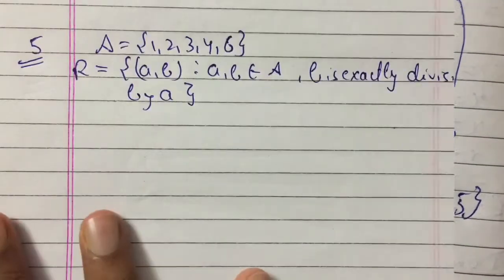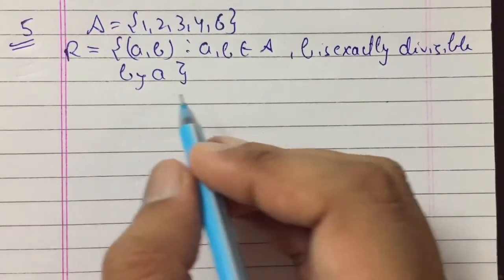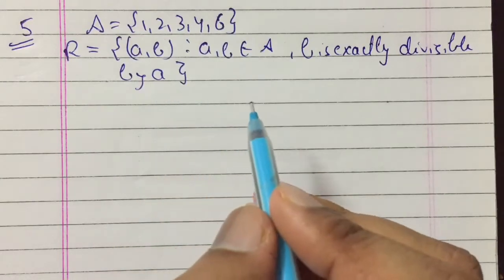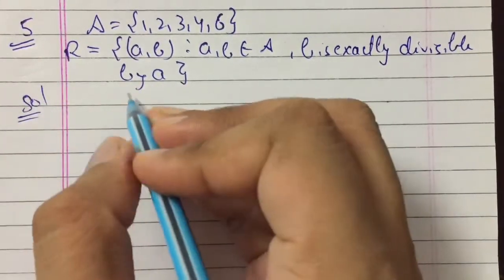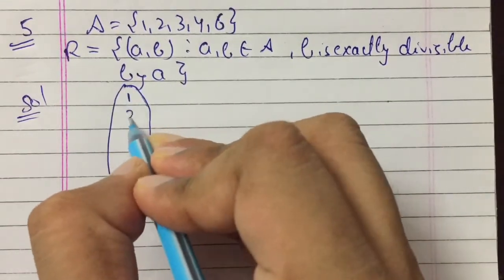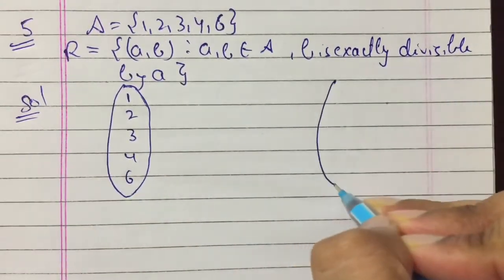So let's move on to next question, question number 5. If A is this set, we have to define a relation in A to A such that A comma B belongs to A, B is exactly divisible by A. So I'll explain it to you. Suppose if this is A set, 1, 2, 3, 4 and 6, and this is B set.